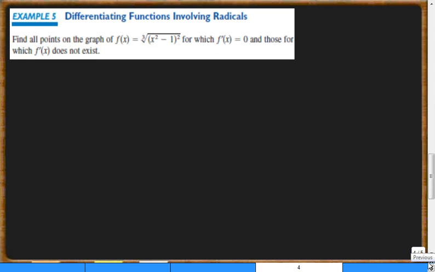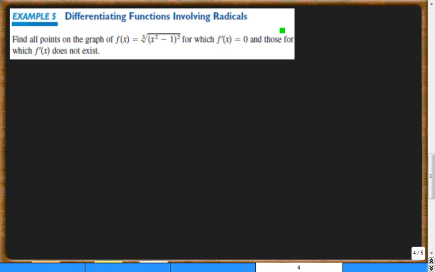Okay, so another question. So we need to use this. This says, find all points on the graph of f of x equals the cube root of (x squared minus 1) squared, for which f prime of x equals 0, and those for which f prime of x does not exist. So the first step is always take the derivative.